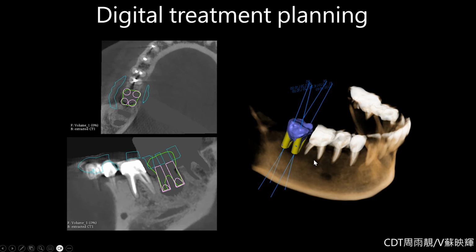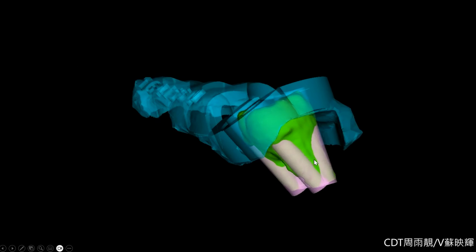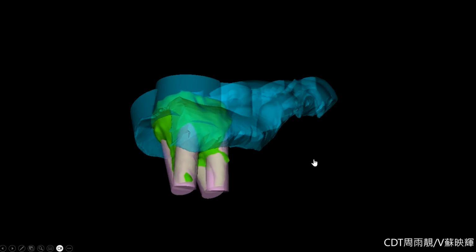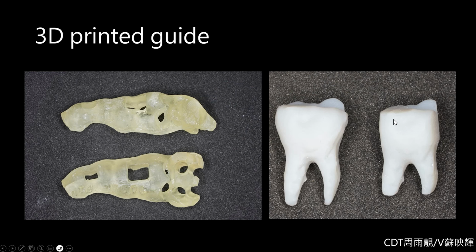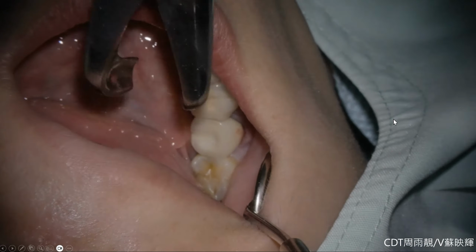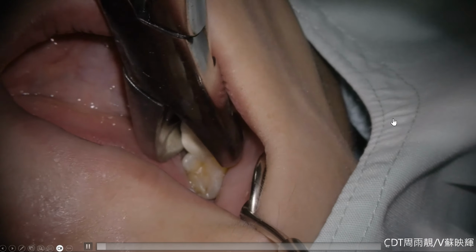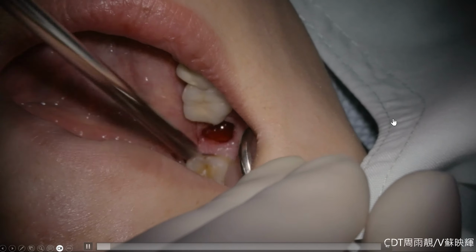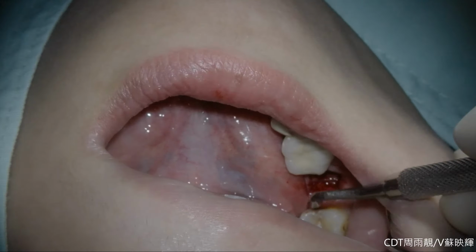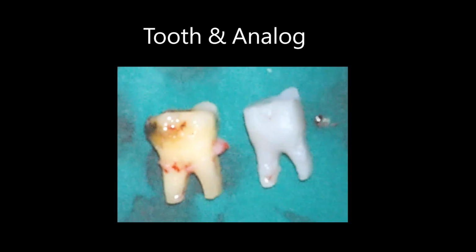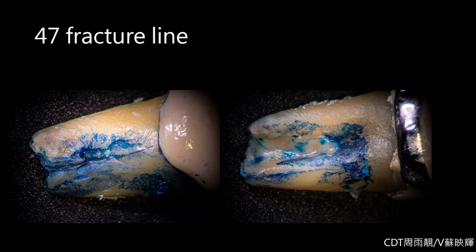I think I don't have time for this. So I set up the tools and try in, and use the surgical guide to prep the bone cavity and try in the analog. After finishing the try-in of the analog, we transplant the tooth into that cavity. This is the tooth and the analog picture.